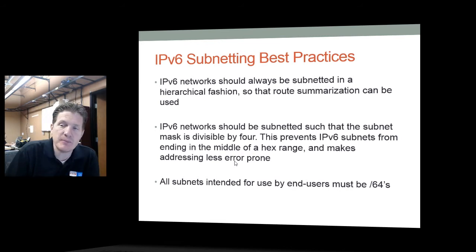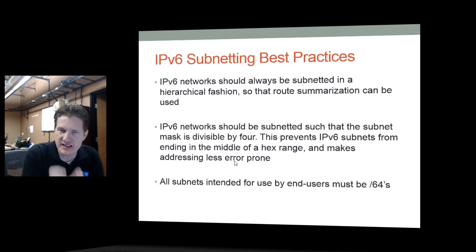IPv6 networks should be subnetted such that the subnet mask is divisible by 4. Why? Well, this is kind of an interesting idea. Because we're using hexadecimal, we want the number to be divisible by 4 so we can represent it with a hexadecimal 4. Remember, each block in an IPv6 address has 4 hexadecimal digits. So we want to be able to represent the subnet easily with that hexadecimal block.